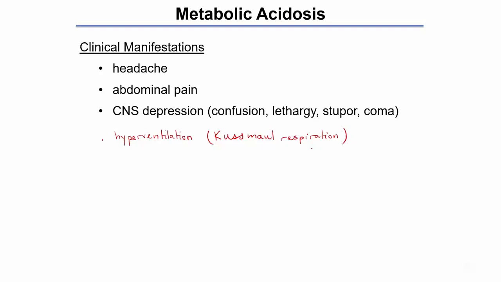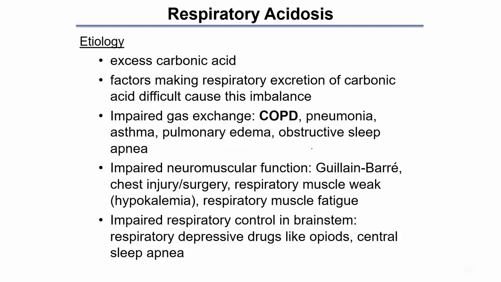So other clinical manifestations that are a little bit more general include headache, abdominal pain, and CNS depression as well. So that's metabolic acidosis. For respiratory acidosis, it's all about having too much CO2, too much acid, right? Too much CO2 as an acid. So that's a definition of that.